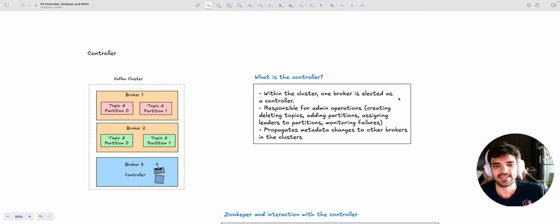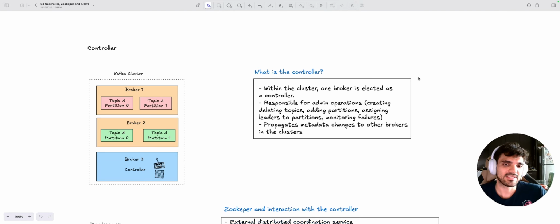It's the role of the controller to propagate all of those metadata changes to the other brokers inside the cluster. Okay, so within a cluster, one broker will be elected as the controller, and then whenever something happens, it will propagate all of those changes to the other brokers. But how does the controller get a sense of what has changed to be able to propagate it?